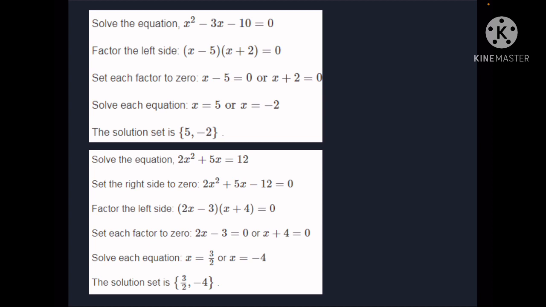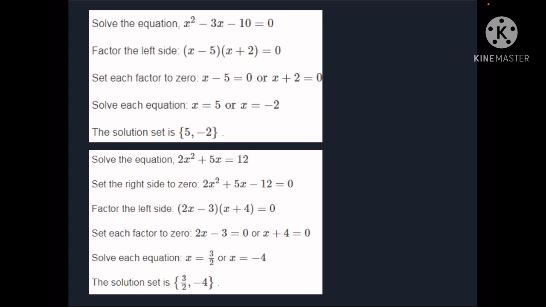Then I will solve each equation by making 5 go to the other side and 2 go to the other side. So it will be x equals 5 or x equals negative 2. Then my solution set is 5 and negative 2.